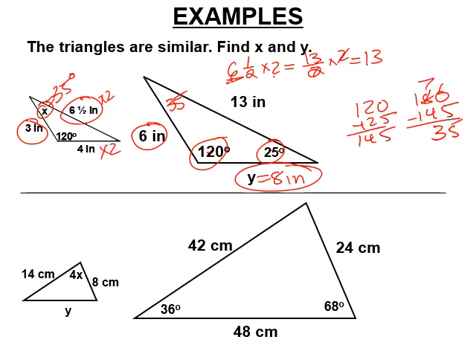So try this one. So let's find this. They're similar, right? So if that's 4x, that has to be 4x over there. Right? The 3 angles inside any triangle have to add up to 180.